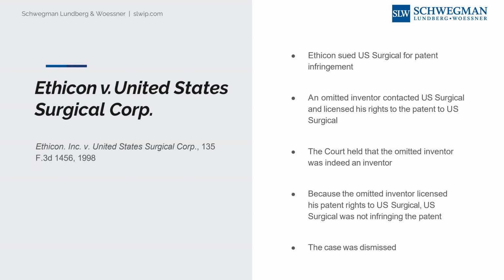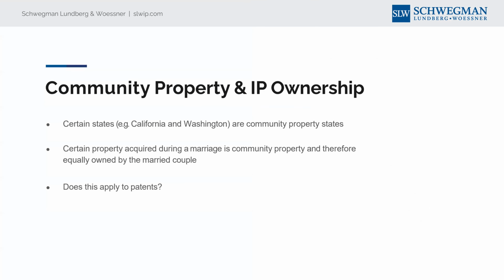Kind of an interesting thing to think about here too is community property and IP ownership. If you're in some community property states like California or up here in Washington, where I'm located, those are community property states. And so an inventor who has an invention and has not assigned it, is that asset something that is community property during a marriage, for instance? Can that apply to patents?